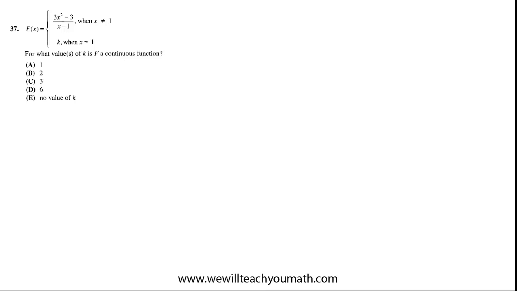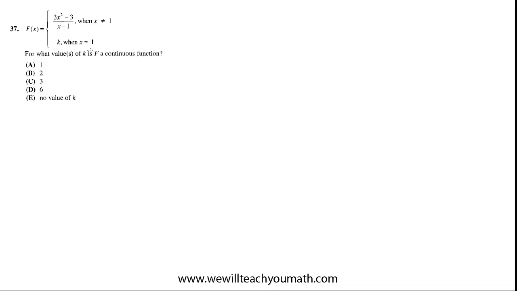37. F of x is this piecewise function where it equals 3x squared minus 3 over x minus 1 when x is not 1. So basically it's defined everywhere except at x equals 1, because that would make the denominator 0 and it would be undefined. So it isn't defined there. Instead, it's defined as k, some value, when x is 1.